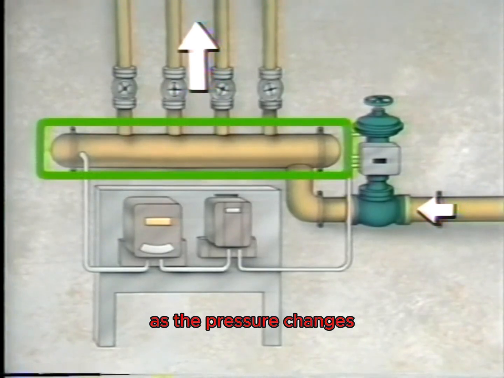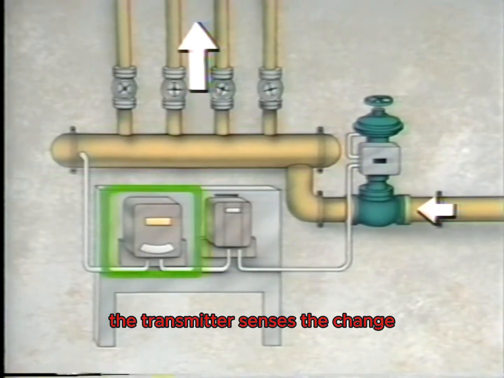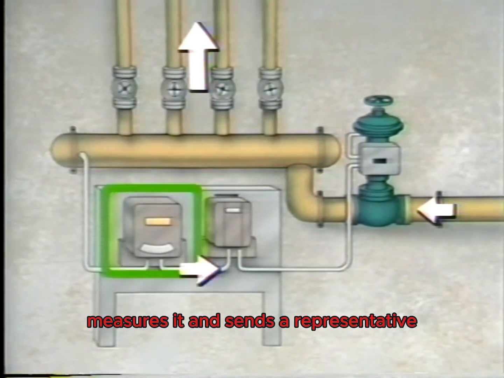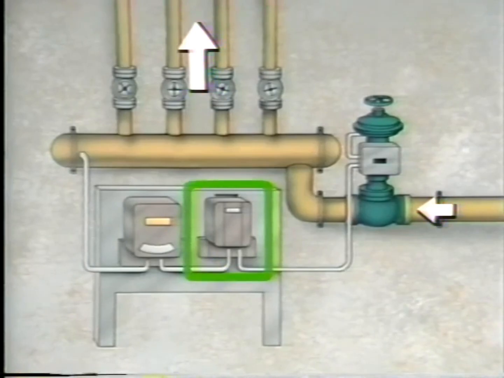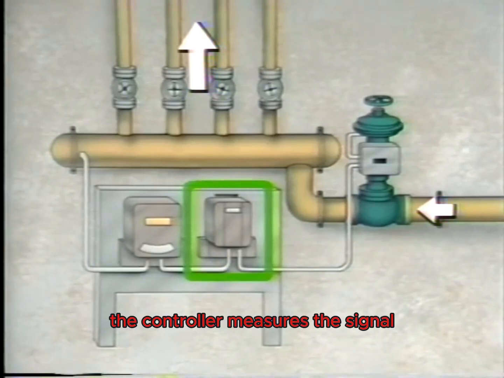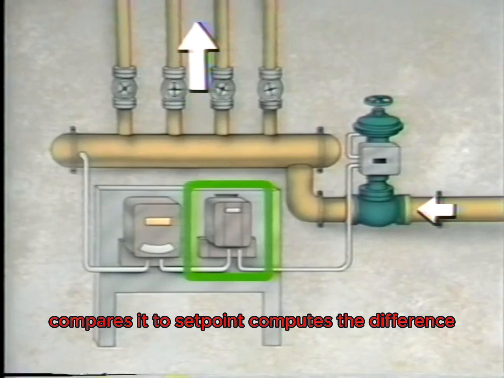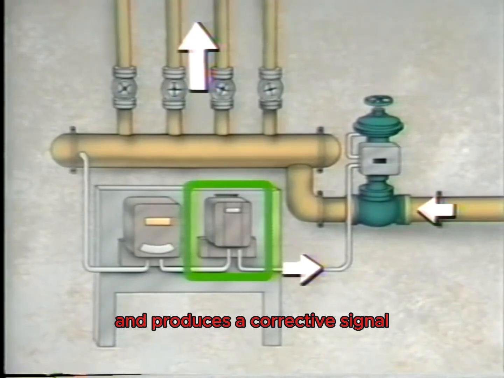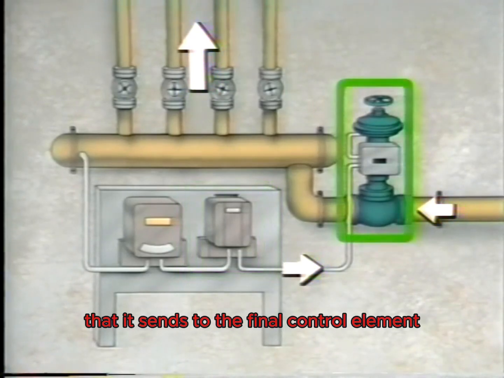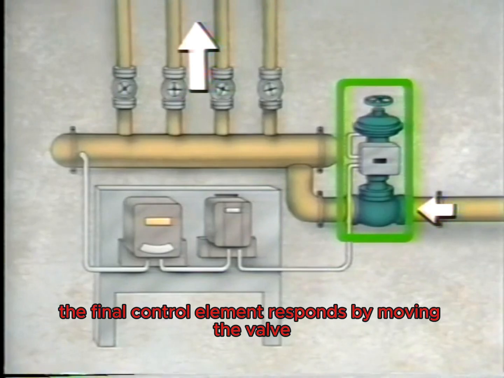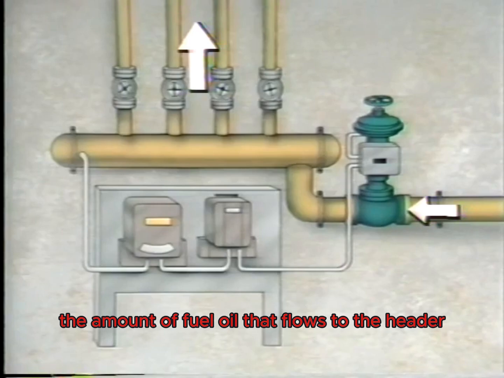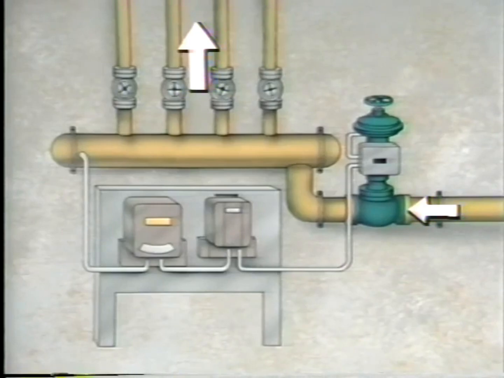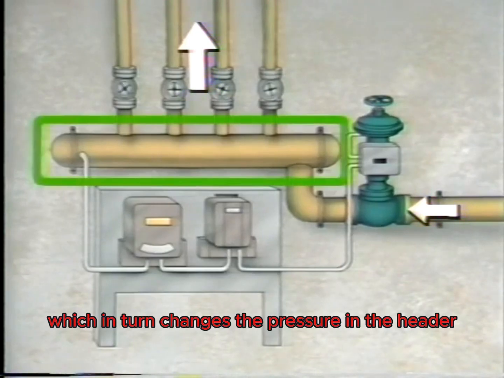As the pressure changes, the transmitter senses the change, measures it, and sends a representative pneumatic signal to the controller. The controller measures the signal, compares it to set point, computes the difference, and produces a corrective signal that it sends to the final control element. The final control element responds by moving the valve to change the amount of fuel oil that flows to the header, which in turn changes the pressure in the header.